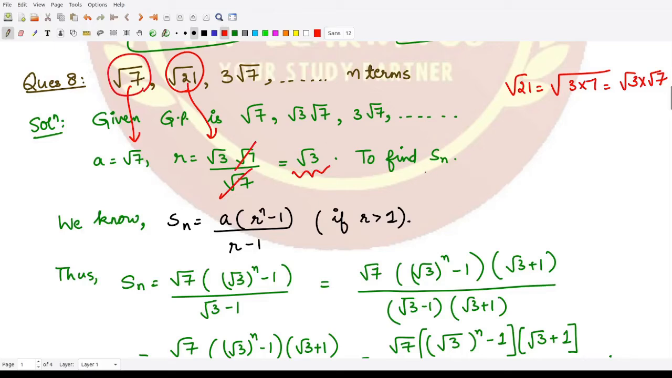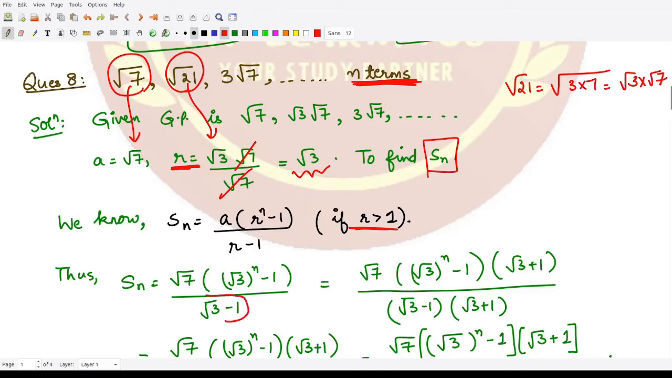Now you need to calculate the value of Sn from it, because we need to find the sum up to the first n terms. Because the value of r is square root 3, which is greater than 1, we will use this particular formula to solve for Sn: a into r raised to power n minus 1, divided by r minus 1. We can substitute the value of a and the value of r. We do not know the value of n, so we will keep it as such.